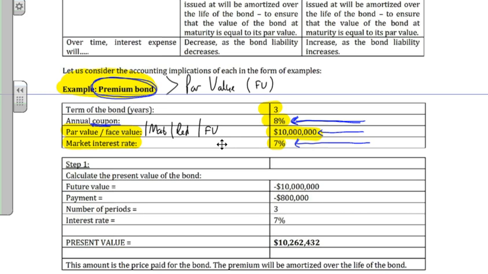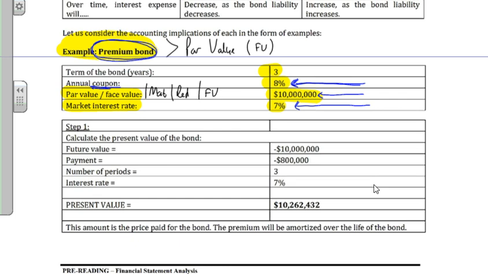But we don't know how much more. Let's go and work out how much more. Let's go into the calculations then. Step number 1: we need to calculate the price of the bond. What's the price of the bond? That's its present value. So we've got all my inputs to do this into the calculator. Let's put everything in one by one. Future value, minus 10 million.